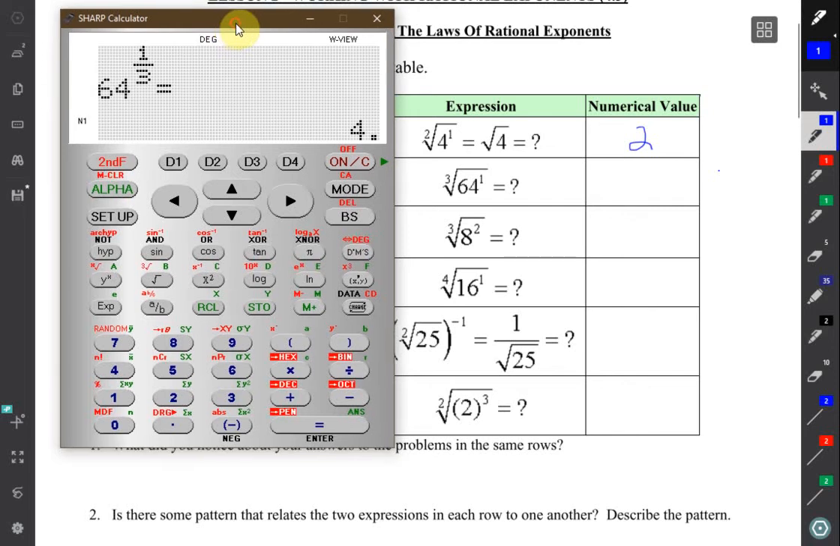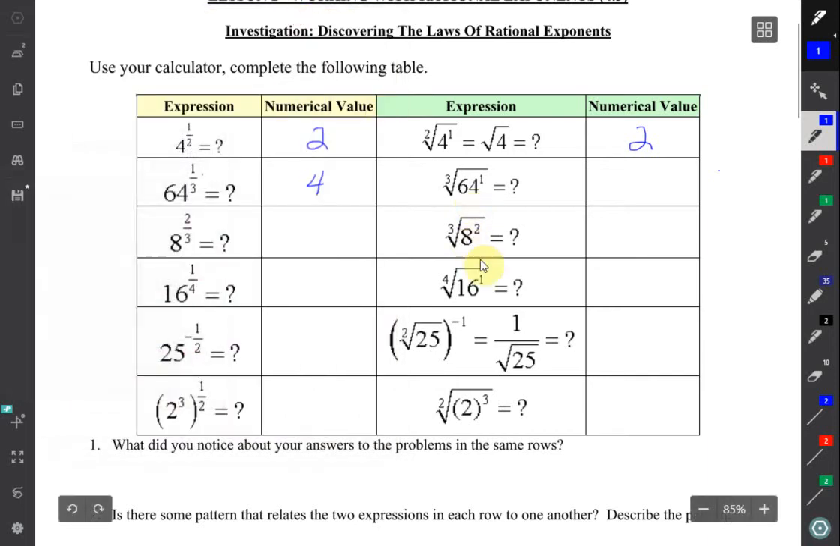Coming to the other side, the third root of 64 is 4. If you do 8 to the 2/3, what you will end up getting is 4. And then if you do the cube root of 8 squared, which would be the cube root of 64, which sounds familiar to this question up here, you will get 4.